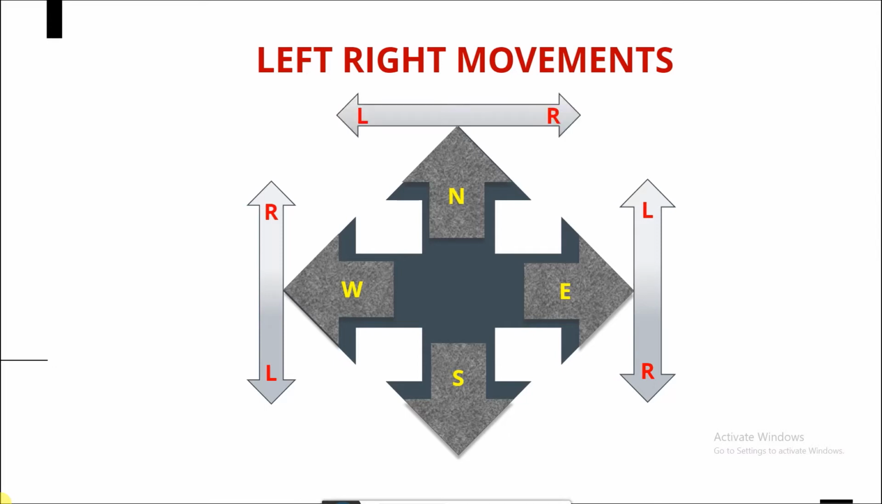A person facing north, on taking left, will face towards west, and on taking a right turn, towards east. A person facing south, on taking left, will face towards east, and on taking a right turn, towards west. These all are left-right movements.